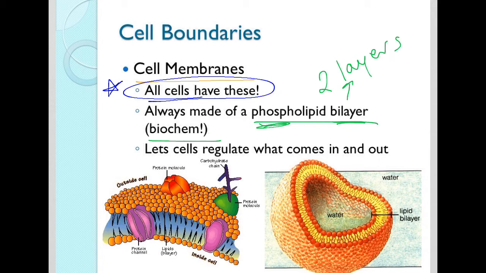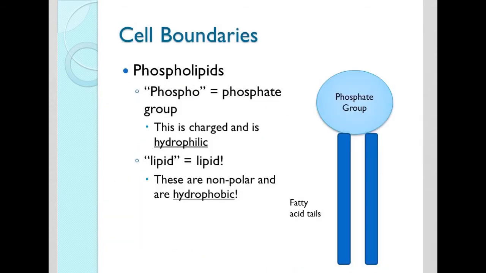And cell membranes, of course, regulate what comes in and out of your cell. It not only protects your cell from the environment and identifies, okay, this is the inside of my cell versus the outside of my cell, but it also regulates what comes in or out to make sure that we get only things that we want coming in and only things that we want leaving the cell. Let's talk a little bit about phospholipids.